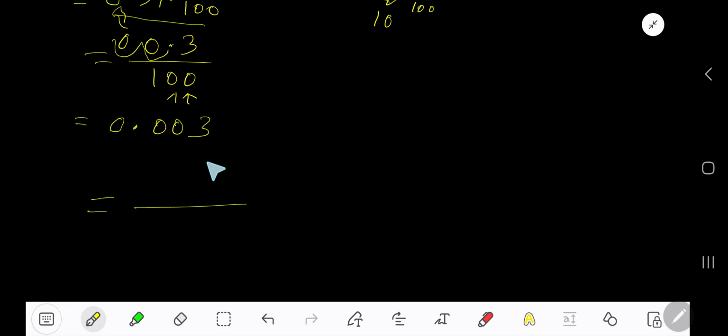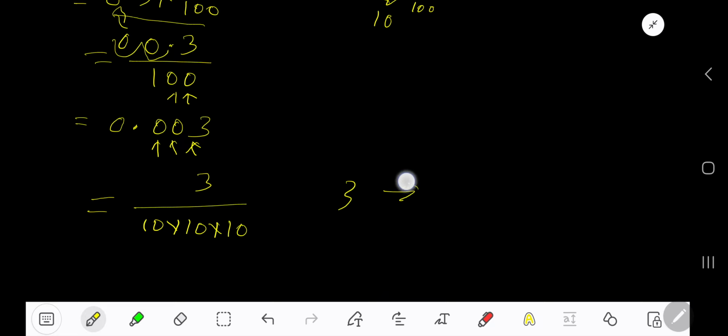Now convert this decimal to a fraction. We need a numerator and a denominator. For the numerator, just ignore the decimal and write the number you are getting. We are getting this. These leading 0s don't have any value. For the denominator, for every digit after the decimal, you have to consider 10. Here we have 3 digits, so write 10 three times as a multiplication.